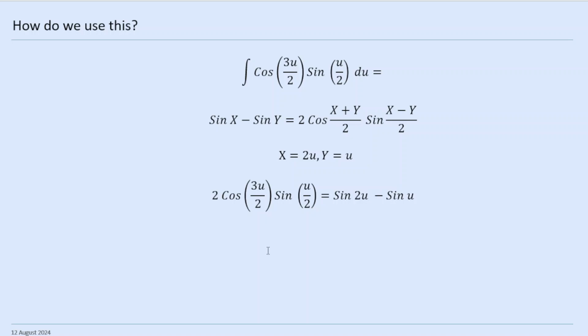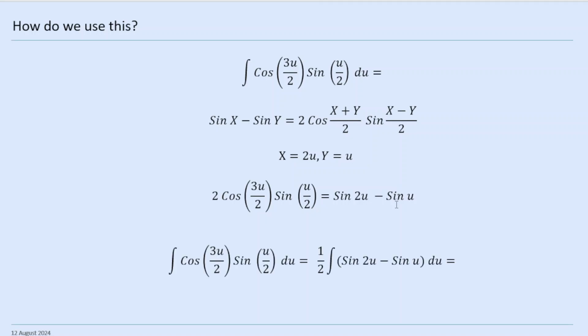And then, since these two things are equal, we can put this in the integration sign. It's going to be a half, because we wanted to integrate cos 3u over 2 sine u over 2, so we're going to divide both sides by 2 here. So it's a half integral of sine 2u minus sine u du.